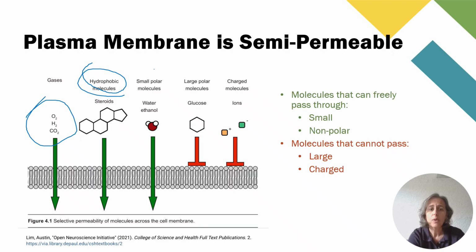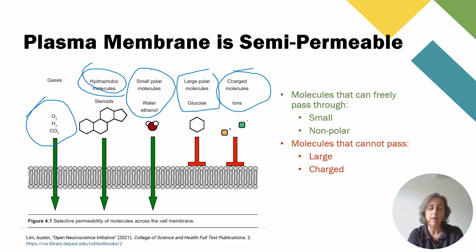Now, small polar molecules like water and ethanol, they have special channels that allow them to move through freely, so that's totally fine. But now, if we get to large molecules like glucose, it can't move in and out on its own, it needs help. And charged molecules such as ions, like sodium ions, chloride ions, potassium ions, calcium ions, things that are going to become really important to us when we're talking about cell signaling, cannot move through because they have a charge to them, so they're going to be repelled. They cannot play nicely with that central peanut butter hydrophobic lipid tail part of the plasma membrane.